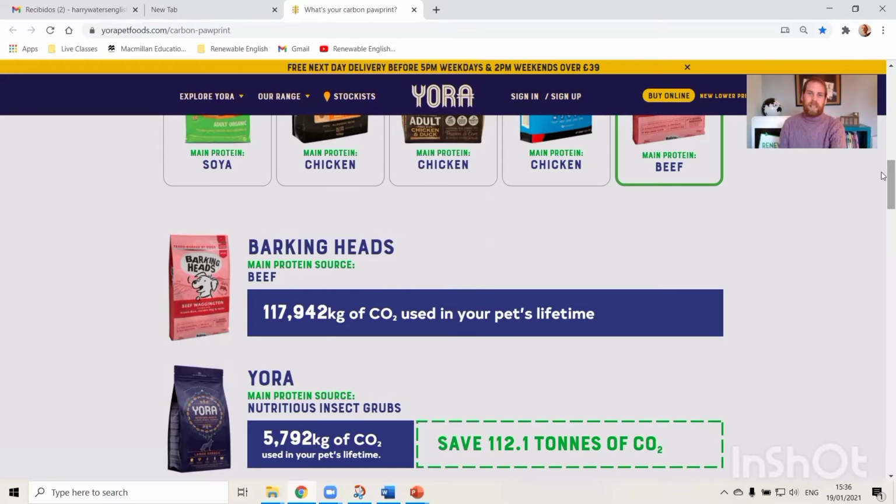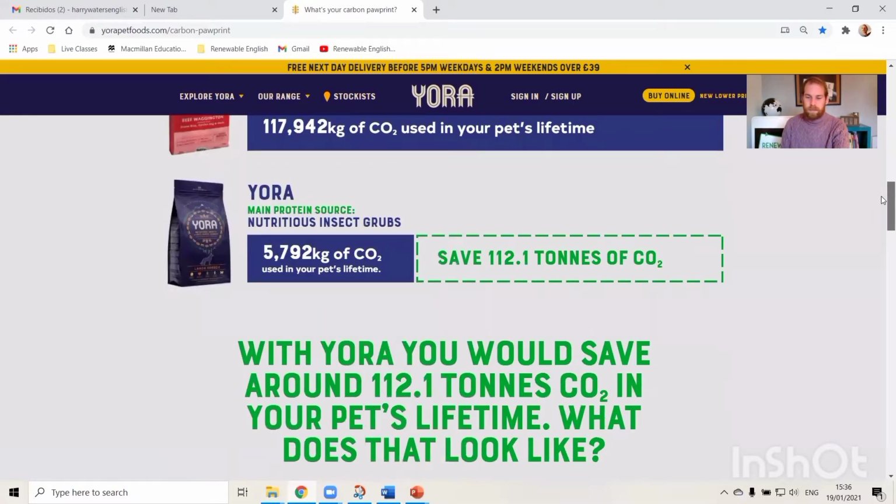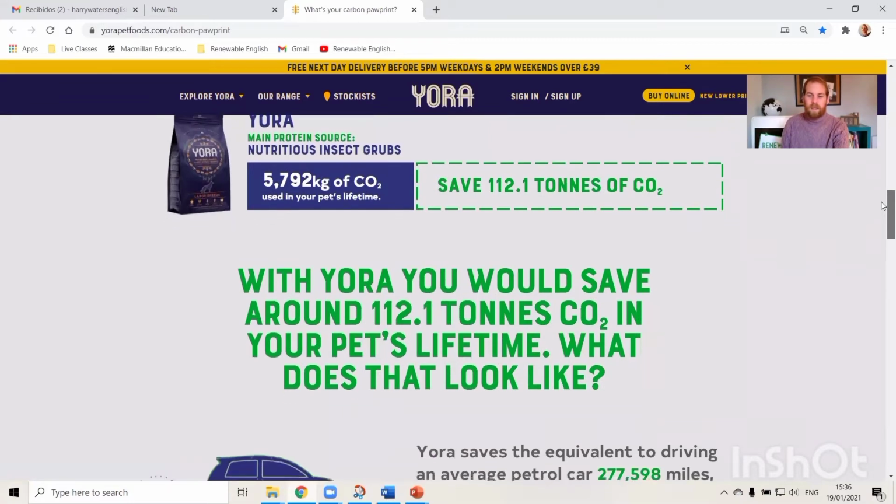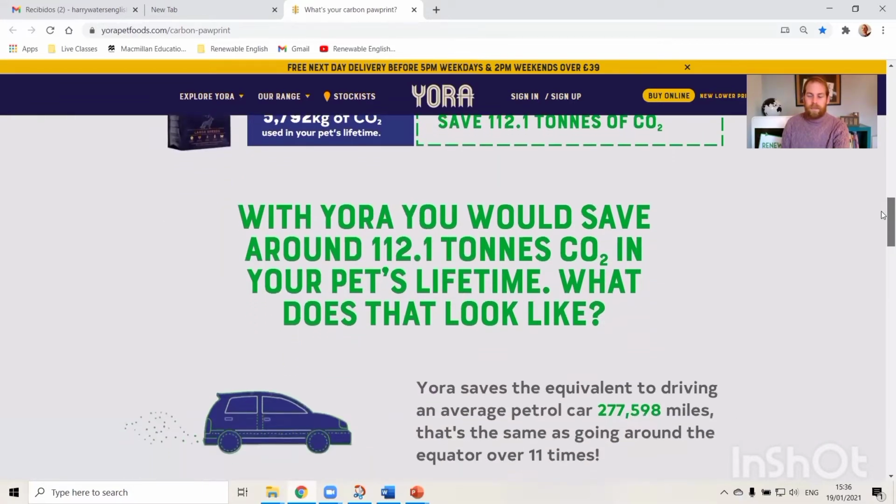Now, they're just big numbers, aren't they? Let's have a look what that could mean. So, what does it look like? It saves the equivalent of 277,598 miles in a car. Miles, not kilometers. So it's even further. That's the same as going around the equator 11 times.